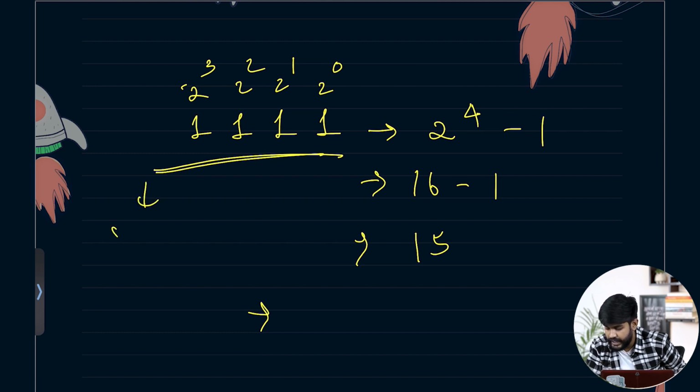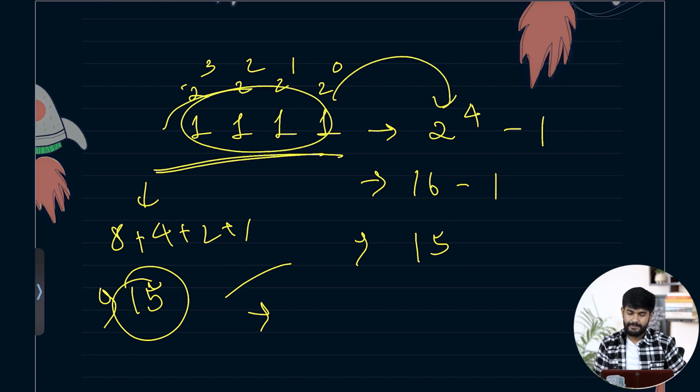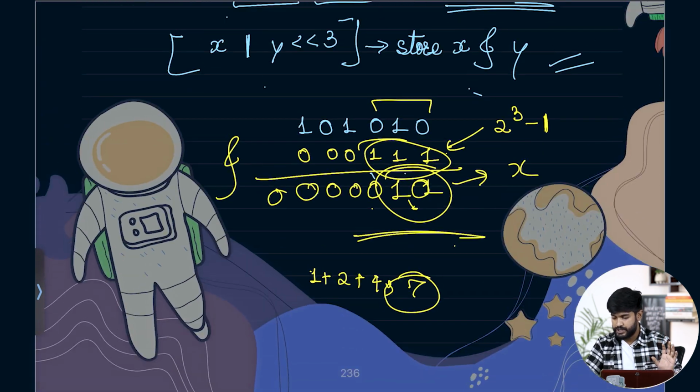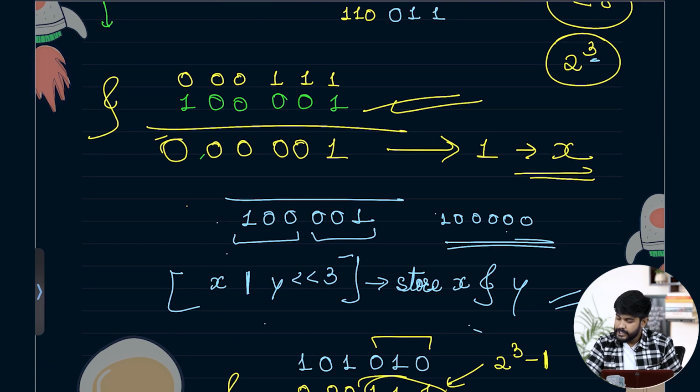2 to the power 3 is 8. 8 plus 4 plus 2 plus 1, which is 7 plus 8, is equal to 15. See, we are having this value. So this value can be generated by this. This is a simple idea, and it is used a lot in bit manipulation. Just see all the small ideas.